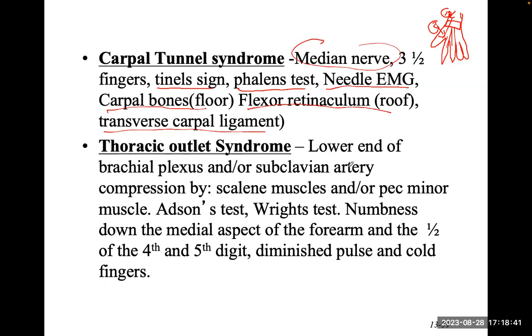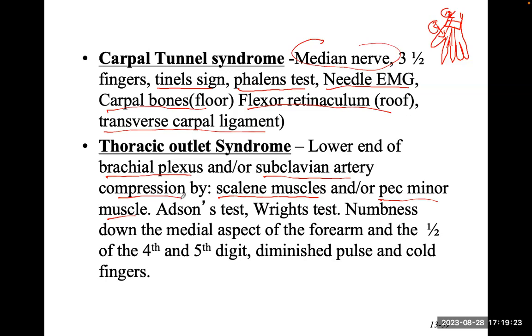TOS, thoracic outlet syndrome, is when the brachial plexus and/or the subclavian artery is being compressed by the scalene muscles in the neck or the pec minor muscle. Remember, the brachial plexus from the neck travels under the clavicle and down the arm. When it travels through the neck, it gets squeezed between the scalenes. Remember, you have the scalenus anticus, medius, and posticus. And it's underneath, or deep to, the pec minor.